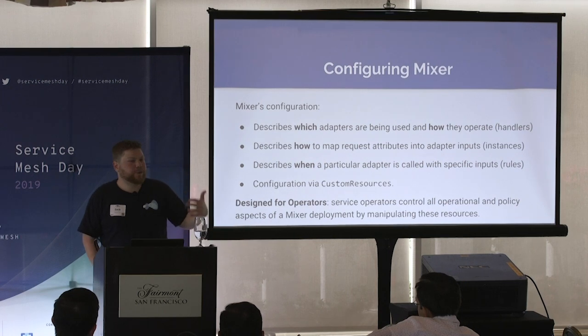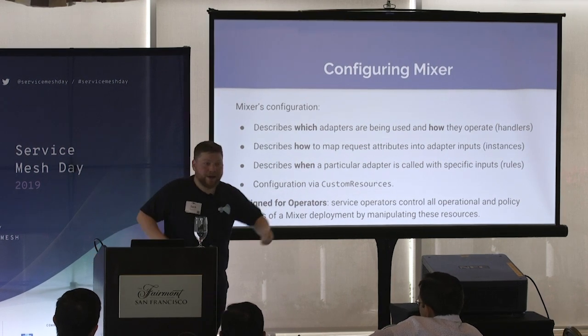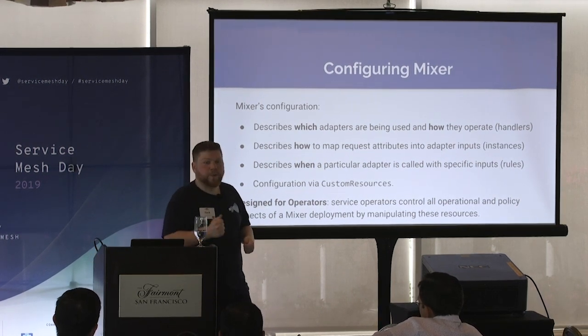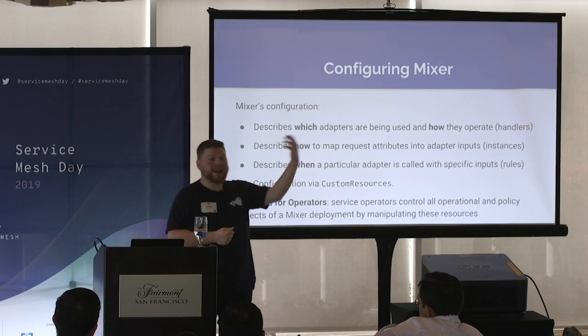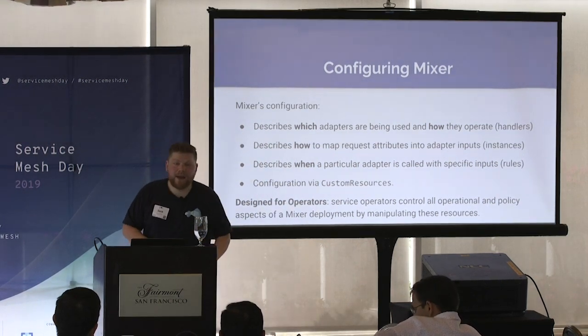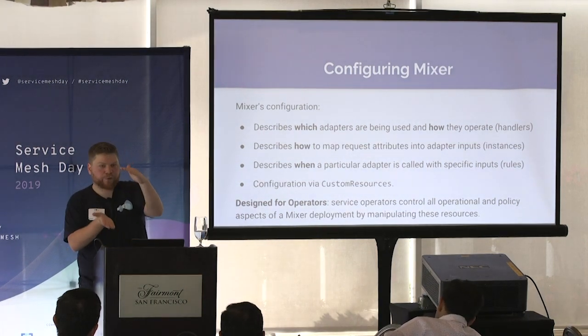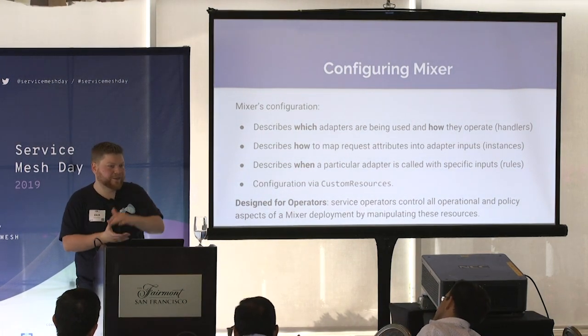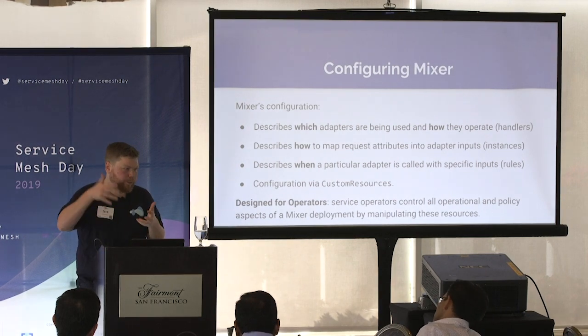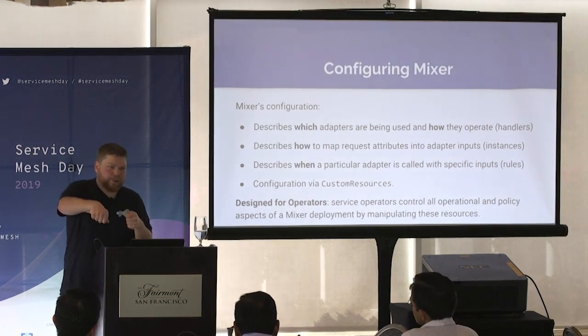Then we say, okay, so I have this thing that I can feed data. What is the data that I feed it? This is what we call an instance. So we take those attributes from the request, and Mixer turns them into an instance, which is a bit of structure. It's an object. It's a structured piece of data with well-known fields, with well-known types, where we put the values from the attributes in.